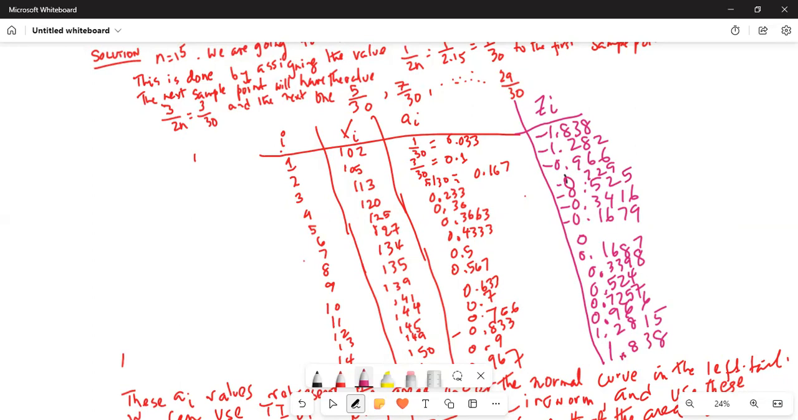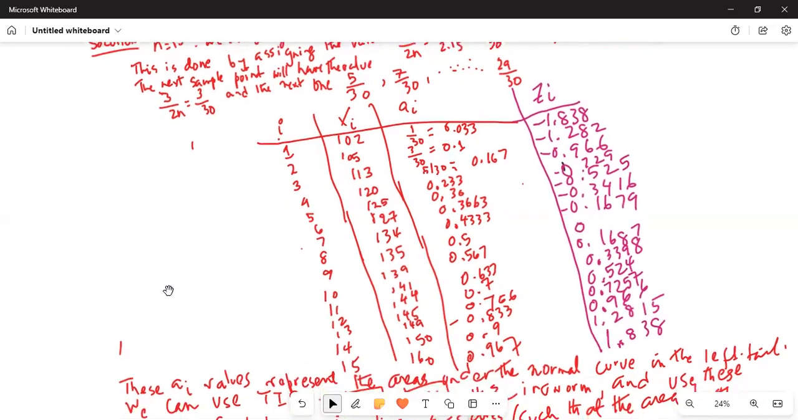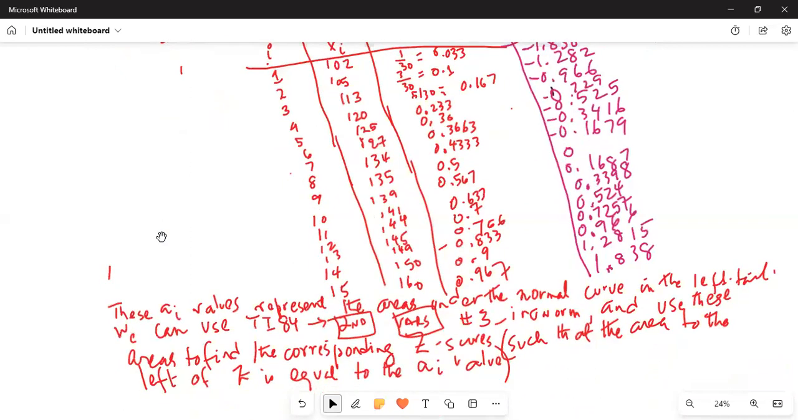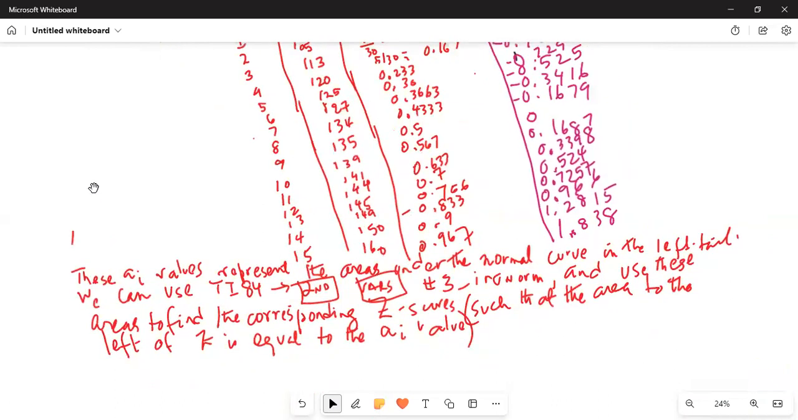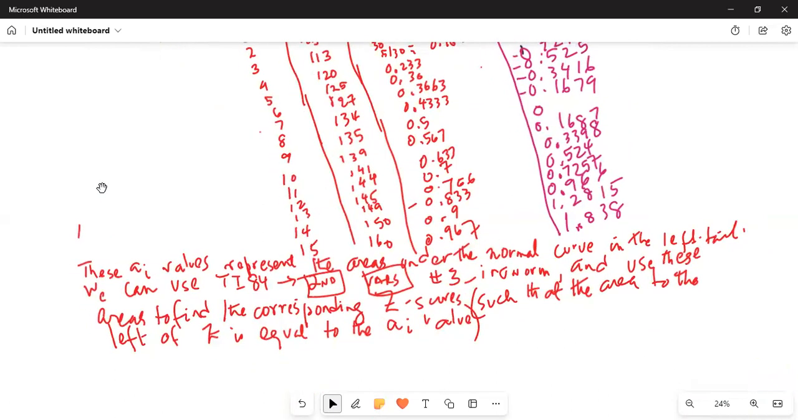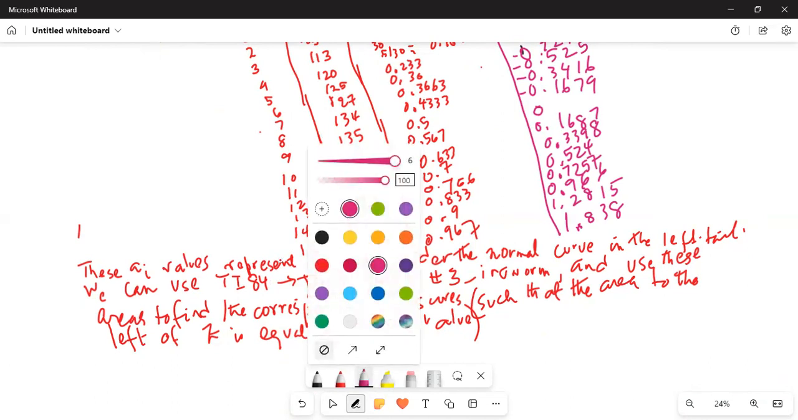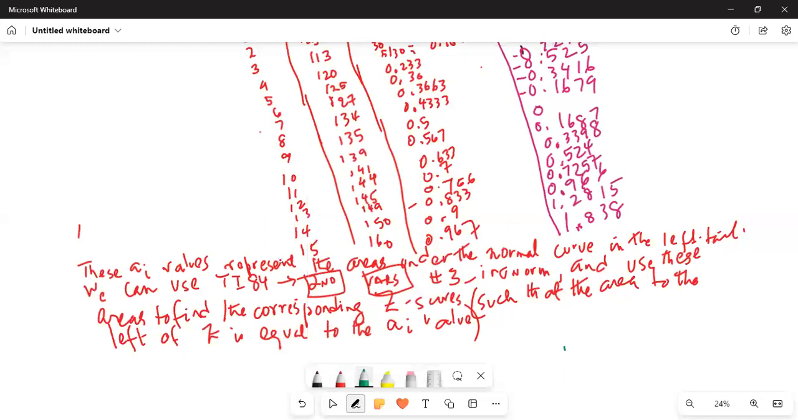Okay, now what we're going to do. So let's move up a little bit. Now we can do two things. Actually, let's change the color further. Let's use a dark green color. Okay. Let's move.